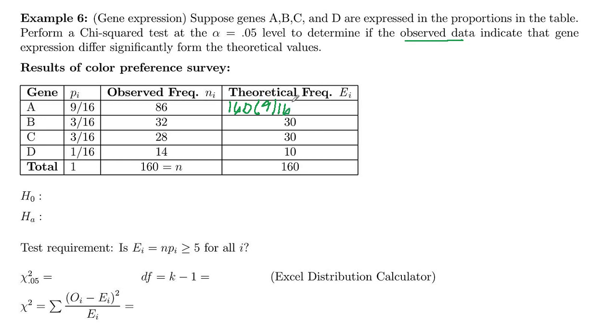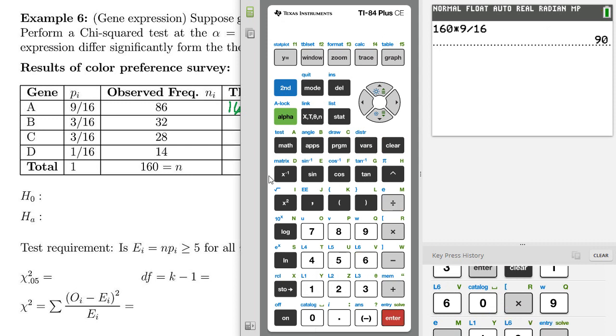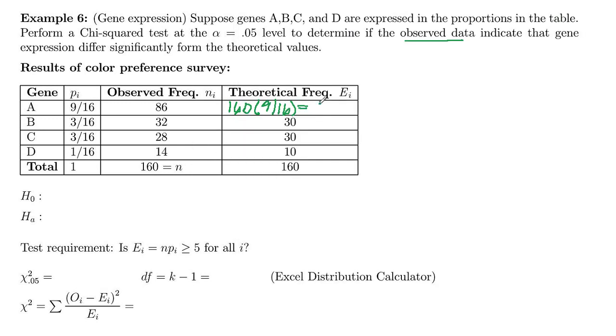And then as a decimal, 160 times 9/16 is 90. And then 160 times 3/16 is 30, 160 times 3/16 is 30, and then times 1/16, 10.